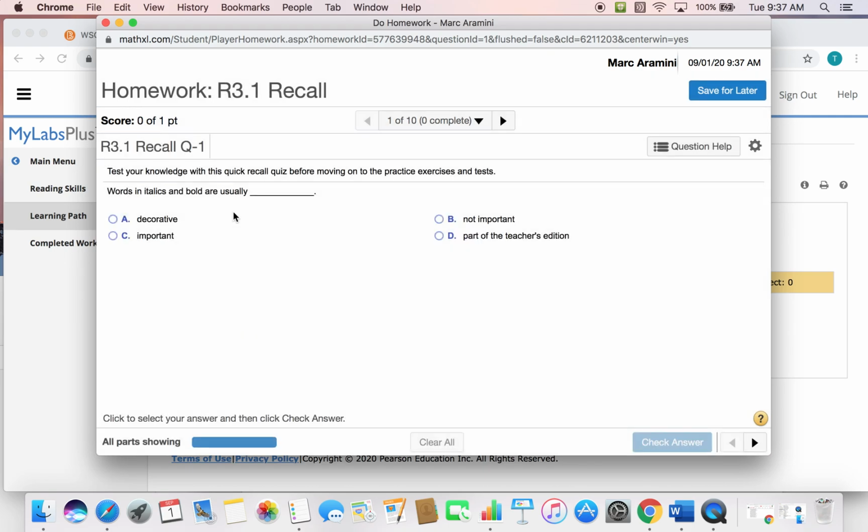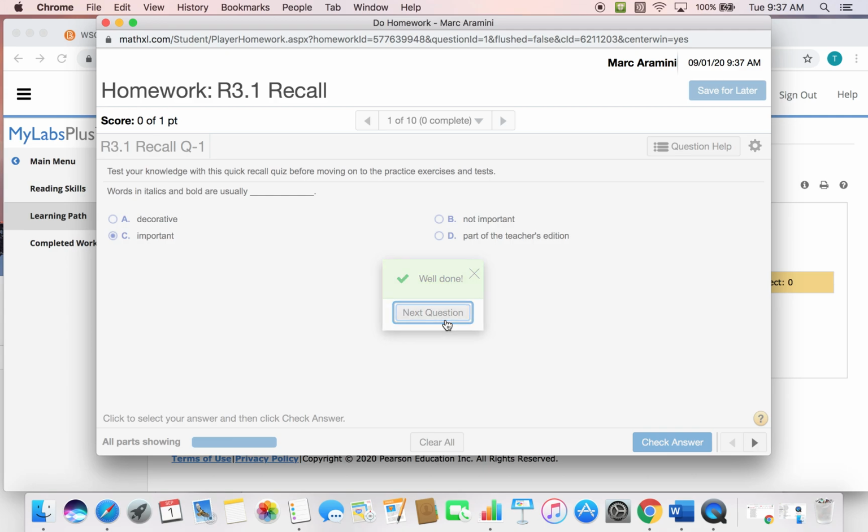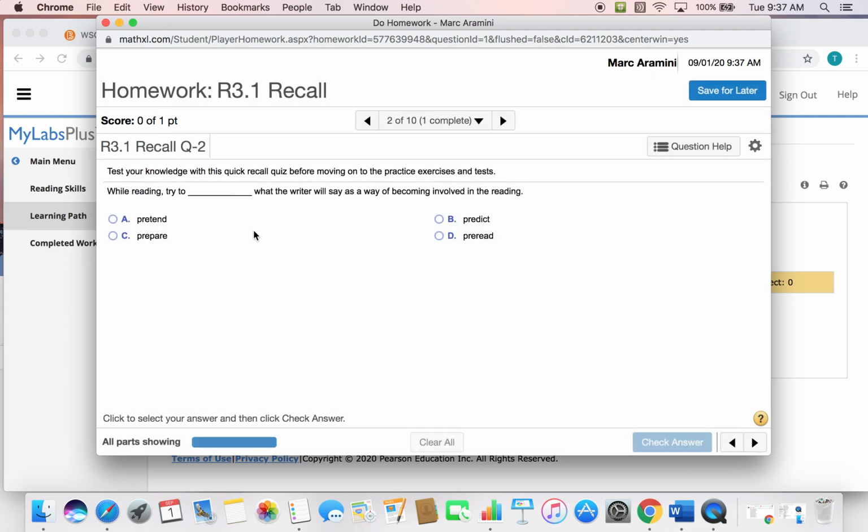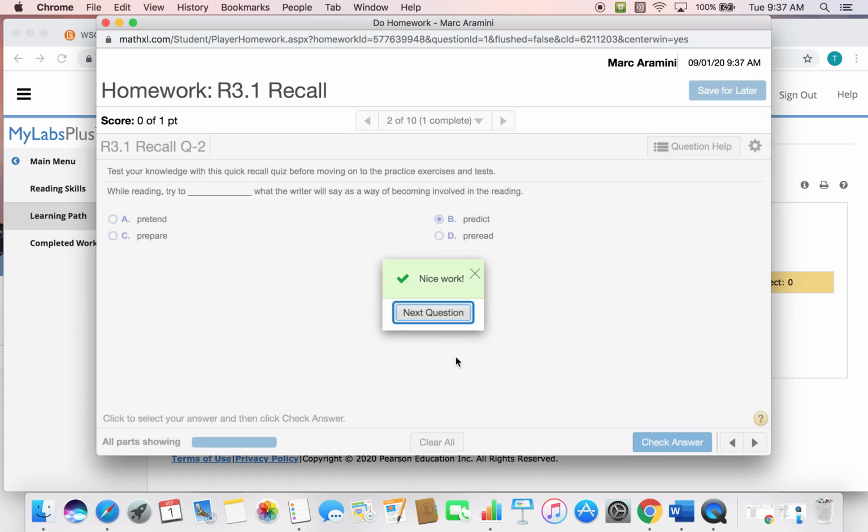All right, words in italics and bold. They stand out, right? So that must mean that they're important there. When reading, try to predict what the writer will say as a way of becoming involved in the reading. So they've got pretend, prepare, pre-read, and predict. If you're reading something, you're most involved when you're actively thinking about where it's going. So you're predicting in this particular case.